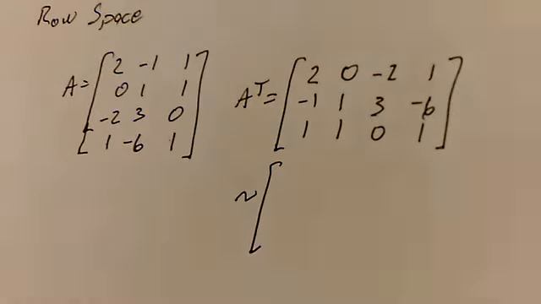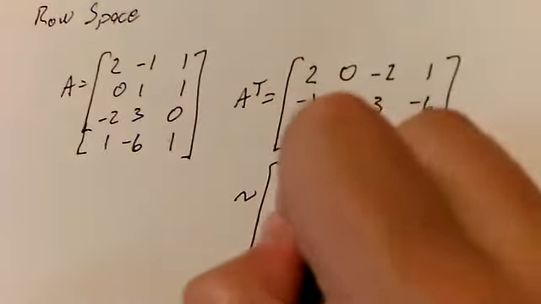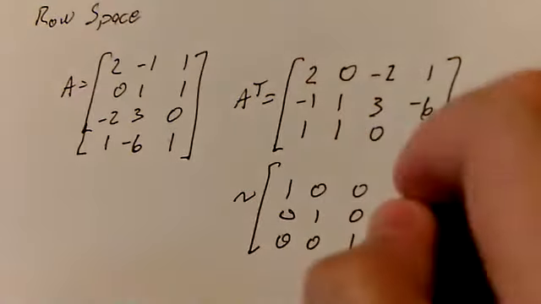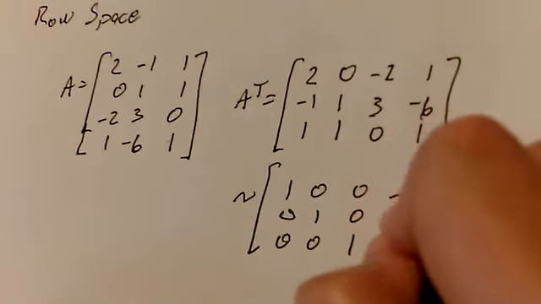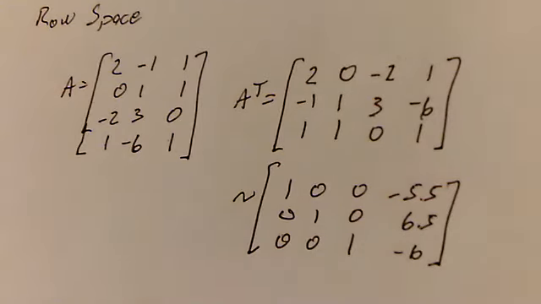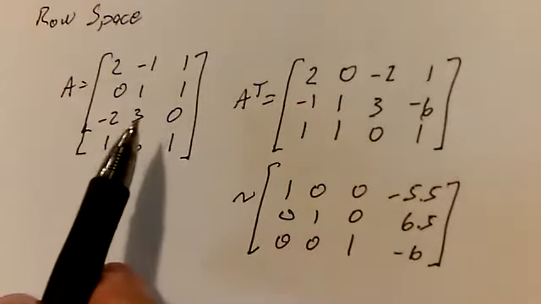We're going to go in here and put in our matrix. Our matrix is 3 by 4. I've got 2, 0, -2, 1, -1, 1, 3, and -6, and then 1, 1, 0, 1. When I row reduce this, I get 1, 0, 0, 0, 1, 0, 0, 0, 1, and I get -5.5, 6.5, and -6. So I have 3 linearly independent columns of the transpose, which correspond to rows of the original.